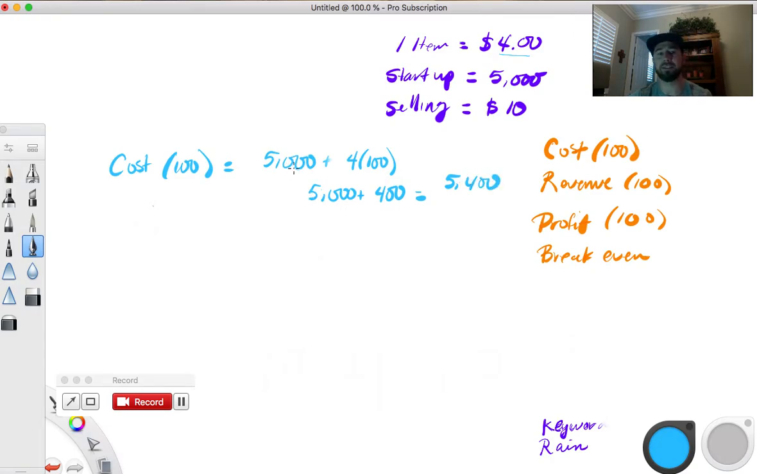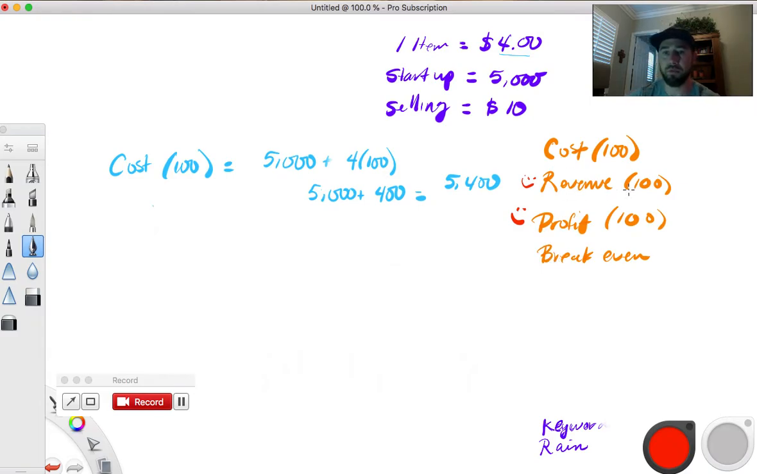Now that has the startup cost in it. It's just embedded into our formula. Okay, now let's switch it up. Let's figure out the revenue. Revenue is if we're selling. This is what it's costing us, and this is where we're making money, kind of. We're selling, and we really want to break even. And I'll explain, break even means we haven't made any money or lost any money.